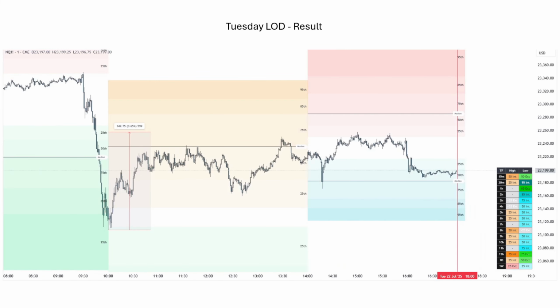So if we look at the 4 hour, you can see that you can target these internal median zones, or you could have tried to target external if you wanted to leave some runners as well. But you can see nice easy target there to target the 50th and 75th zone.